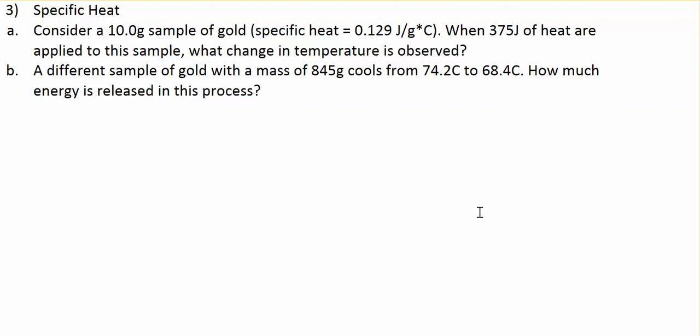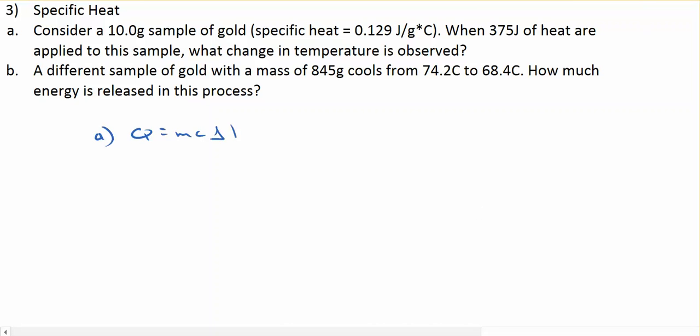Here's two problems involving specific heat. The first reads, consider a 10-gram sample of gold with a specific heat of 0.129 joules per gram per degree Celsius. When 375 joules of heat are applied to the sample, what change in temperature is observed? I want to start here with my specific heat equation.